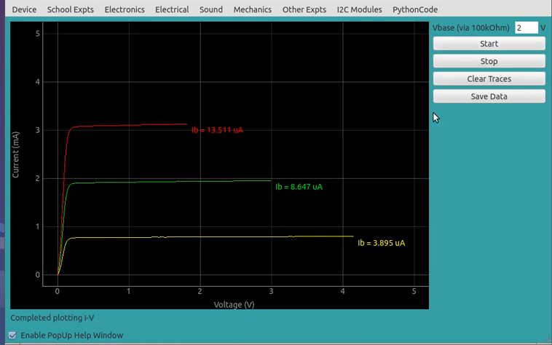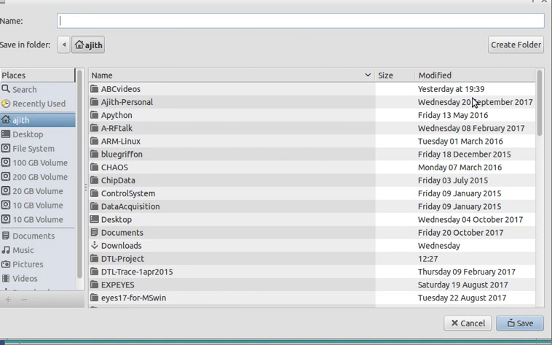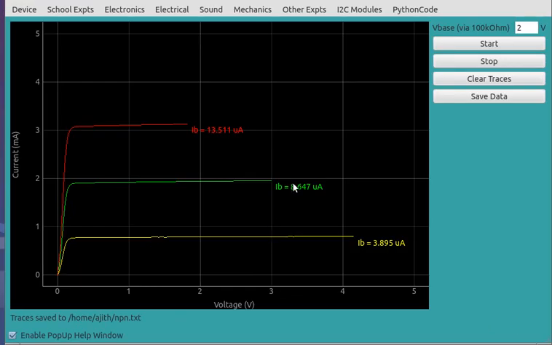So now this data can be saved to some file, say npn.txt, and that's done. So we have plotted the output characteristic in the common emitter configuration for three different base currents.